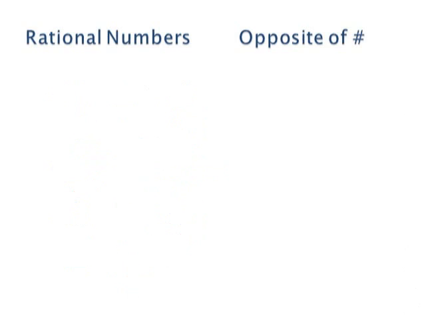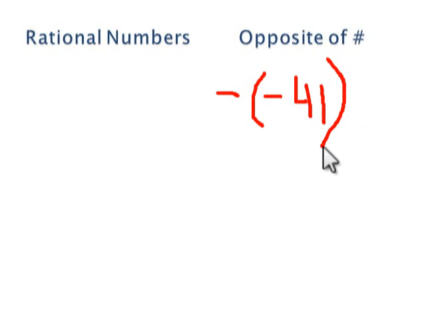Okay, really quickly, let's look at this opposite of a number thing. So say we have something that looks like this. A negative sign in front of negative 41. So this is actually asking us to find the opposite of negative 41. It's just like when you did subtraction and you had to change subtract to add the opposite. These two negatives here end up making this positive 41.